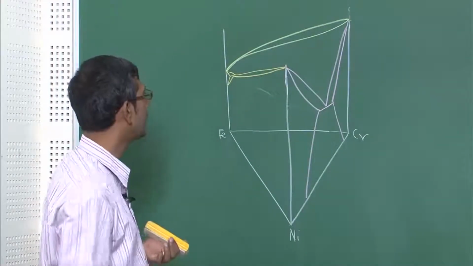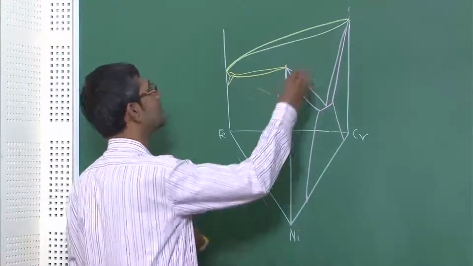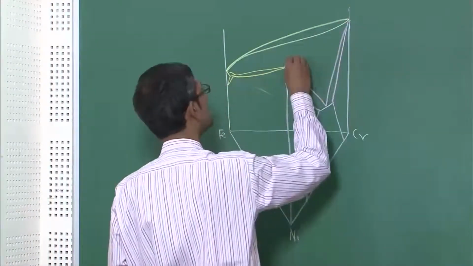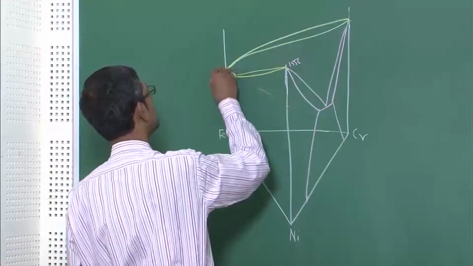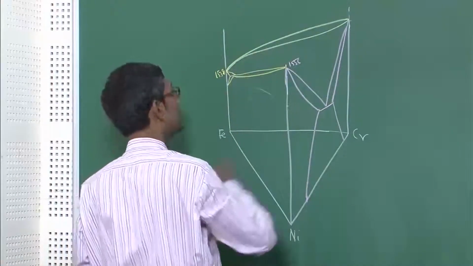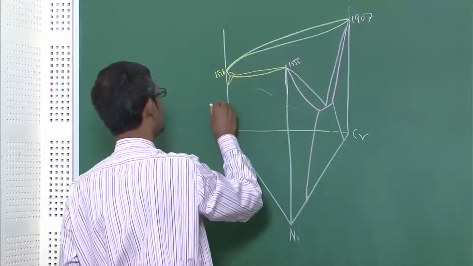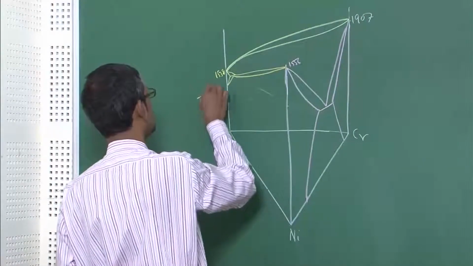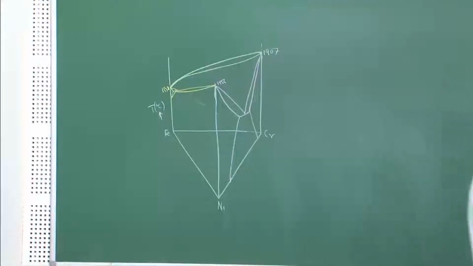That is, these are the three binary phase diagrams. So, this is 1556, 1538, and this one is 1907. Correct. So, what actually happened if I have these three important phase equilibria existing at high temperature?